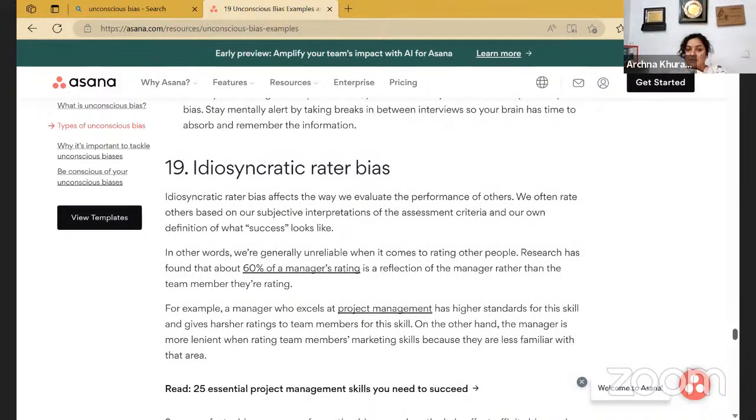Now, idiosyncratic rater bias basically happens when you're evaluating the performance of others on the basis of subjective interpretations. What are subjective interpretations? You have your own definition of something, and it's not necessary that your definition of that particular thing applies to others. So for example, we talked about success once, right? What are the parameters of success for you? Success for each person can differ purely on the basis of what they are and what they want in their life.